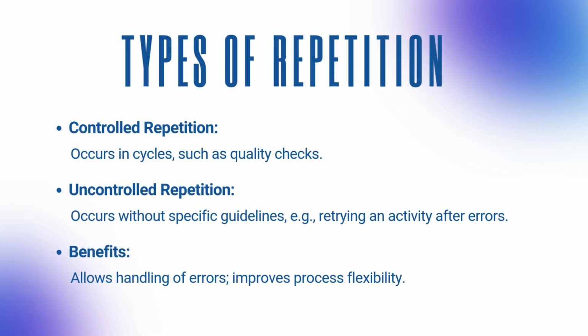Next is types of repetition. So the repetition can be either controlled or uncontrolled. Controlled repetition occurs in defined cycles, such as during quality checks, and uncontrolled repetition happens without specific guidelines, like retrying an activity after an error. Both types allow processes to adapt and improve flexibility, ensuring quality.